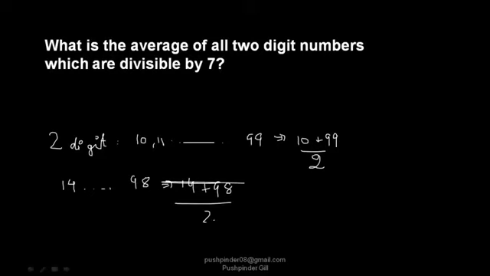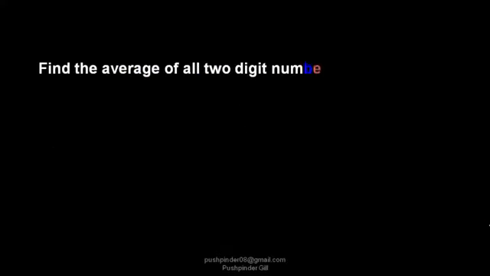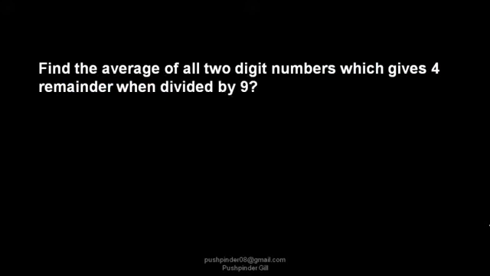Right? That will give me the average. So I hope you're understanding this point. This makes your life so easy, so that you understand any question where the average of those numbers are in arithmetic progression. You just do the first number plus last number divided by 2. And what is the average of all two-digit numbers which give remainder 4 when divided by 9?